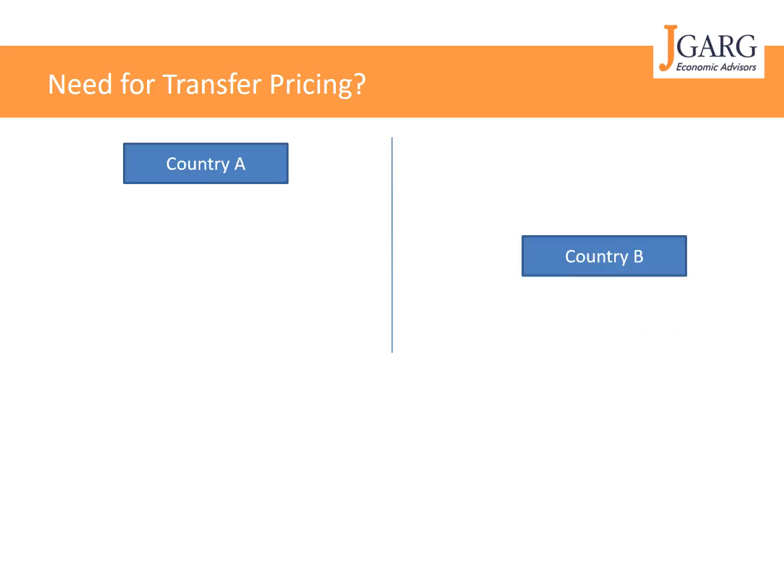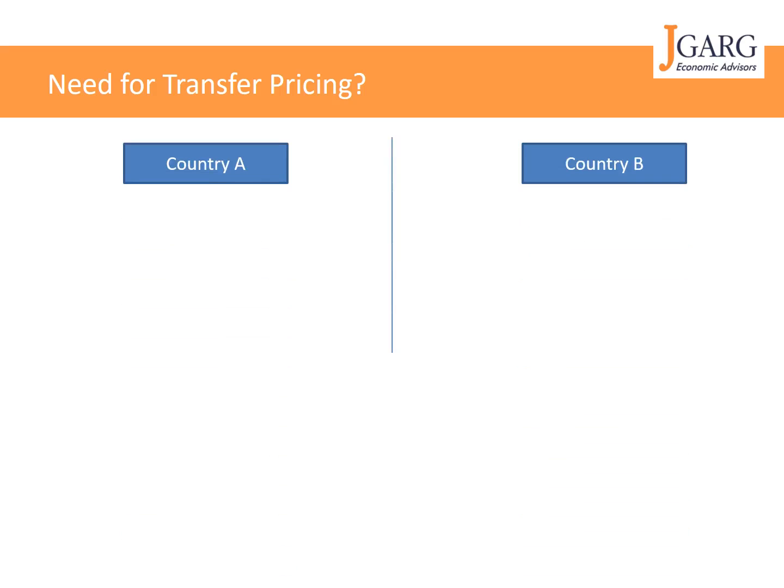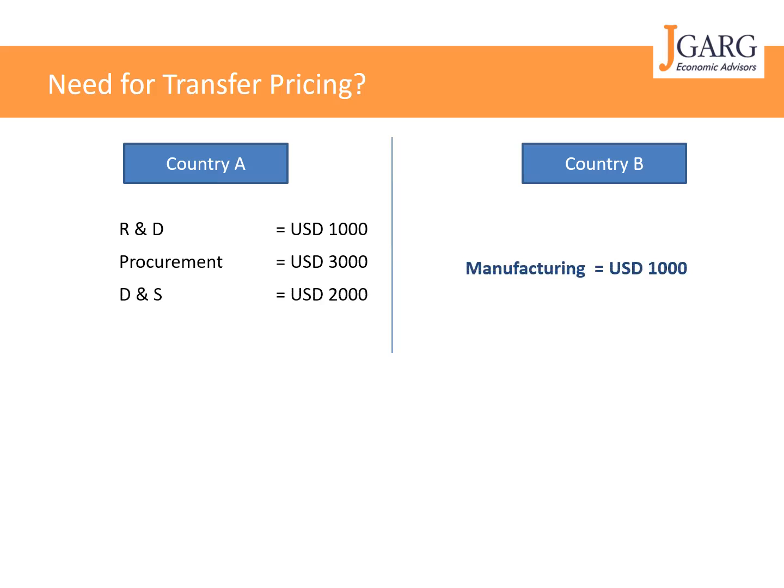Now this company wishes to set up another organization in country B. So in country A they are doing R&D and procurement, manufacturing is shifted to country B, and distribution and sales is in country A. If you see this, they have shifted the manufacturing function, and now the cost of manufacturing is 1000, whereas earlier it was a bit higher in comparison to country B. So they have transferred the function of manufacturing to country B, and now country B will manufacture the products and supply the same to country A.